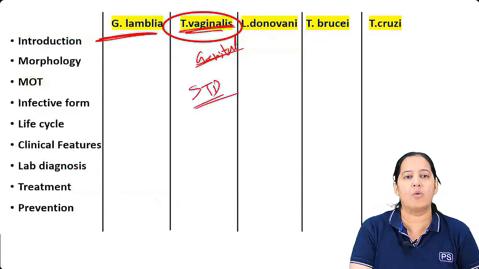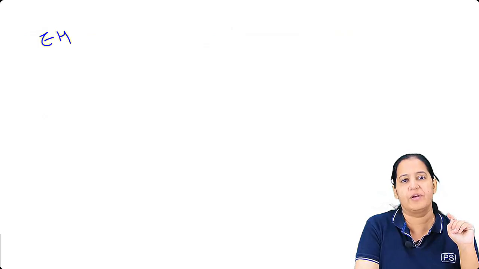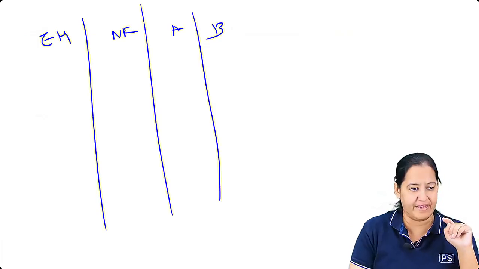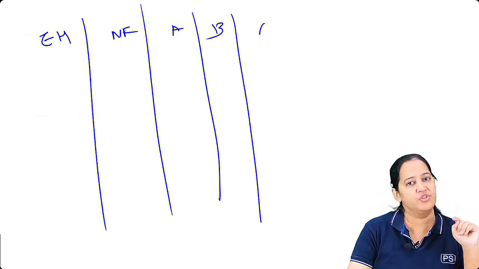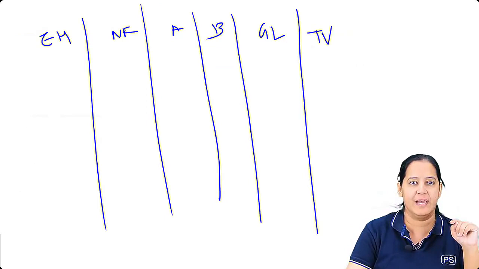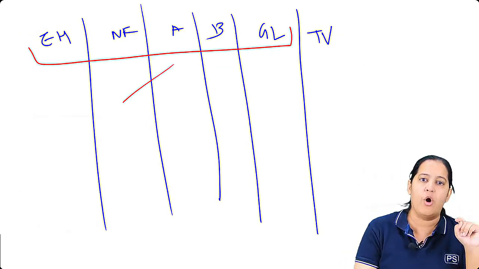Till now, how many parasites have I taught you? I taught you 4 amoebas: Entamoeba histolytica, Naegleria fowleri, Acanthamoeba, and so on. These 4 I taught you already. And now I taught you the 5th also, Giardia lamblia. And now I'm going to teach you the next, Trichomonas vaginalis. Till now, in all the other morphology, I told you they all have trophozoite and cyst.